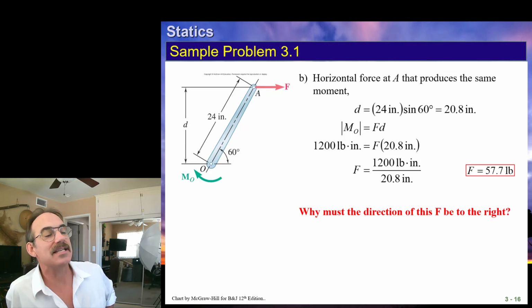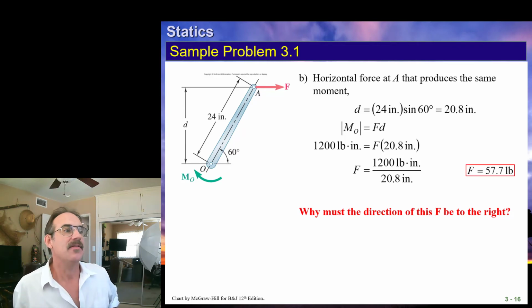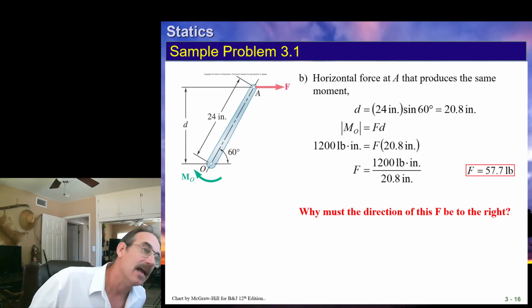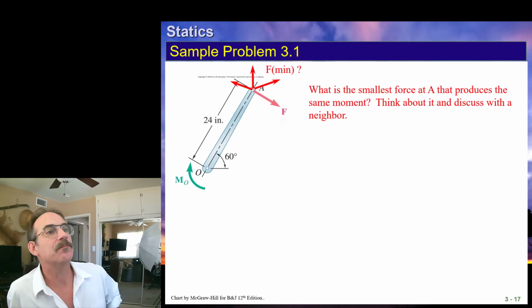This one is asking what horizontal force we can place at point A which will give us the same moment. Well, in this case, we're just solving backwards. We're taking this perpendicular distance times that force, equating that to the moment we had, and calculating what that force needs to be. Not a big deal.